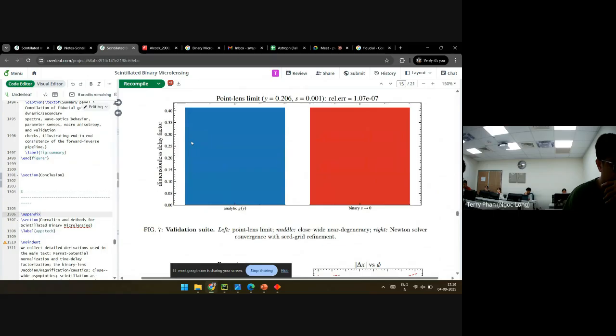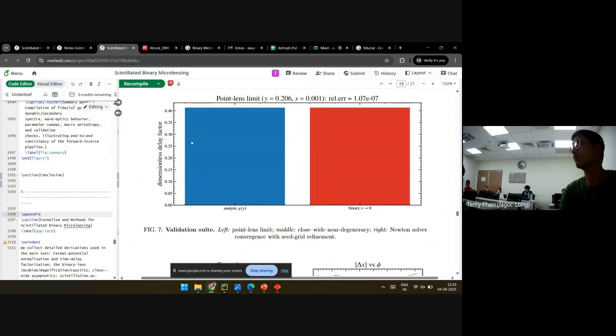So one more thing, sir. Our formulation is very accurate because if we make S closer to zero, then we are getting the exact result as we should get for a single mass lensing. S is the separation between the two masses. If we reduce the value of S to zero, then we'll get the exact same result that we should have been getting for a single mass. Both are exactly the same, delta T.